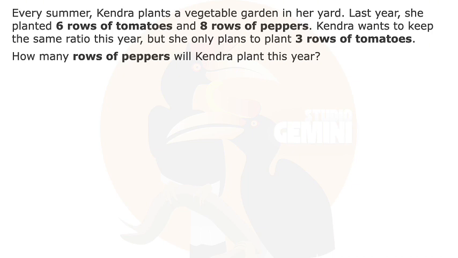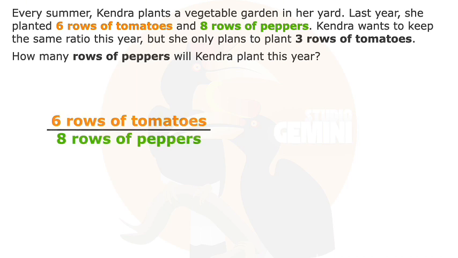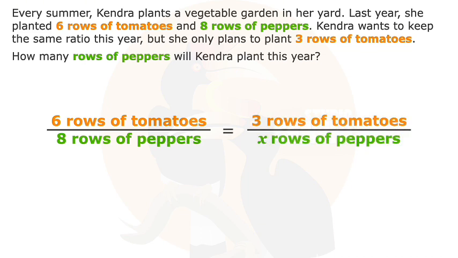Let's create a proportion. Kendra had 6 rows of tomatoes and 8 rows of peppers last year. Let's write this ratio as a fraction. She plans to plant 3 rows of tomatoes this year, and you need to find how many rows of peppers she will plant. So we'll use x to represent the number of rows of peppers, since that is unknown. We'll write this ratio as a fraction too, making sure to match the numerator and denominator of our first ratio.